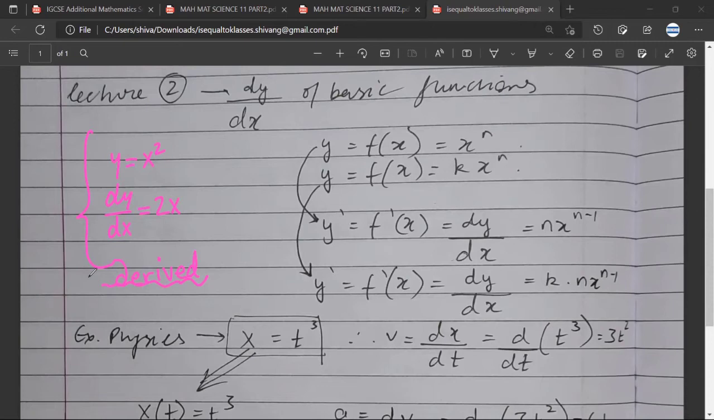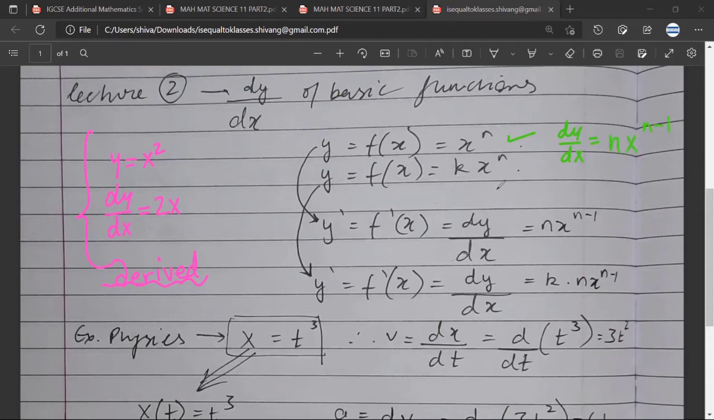But as medical students, I don't want to do the derivation, etc. Just give me the formula. So for example, the formula that we discussed last time was that if the function is x raised to power n, the differential of this function, dy by dx, would be given by n x raised to power n minus 1. Avantika, is it making sense?